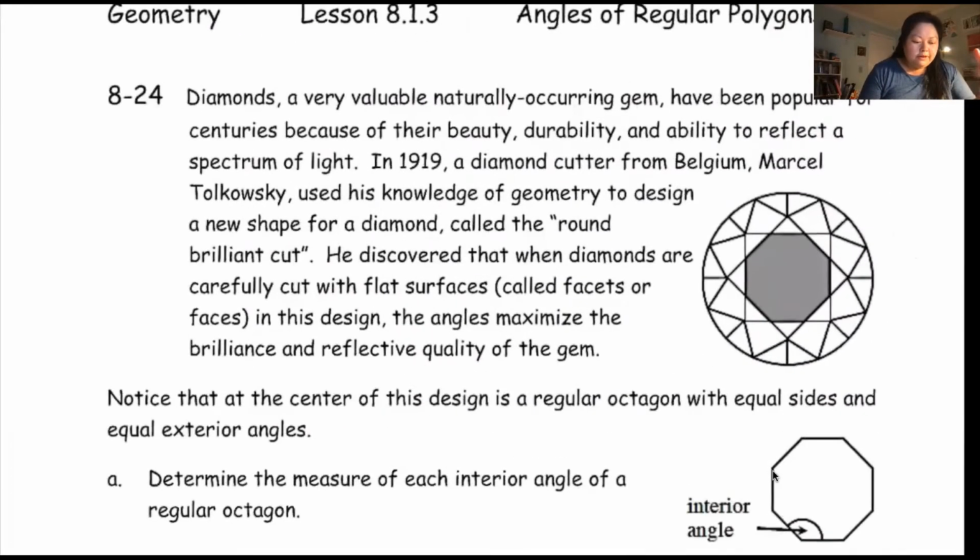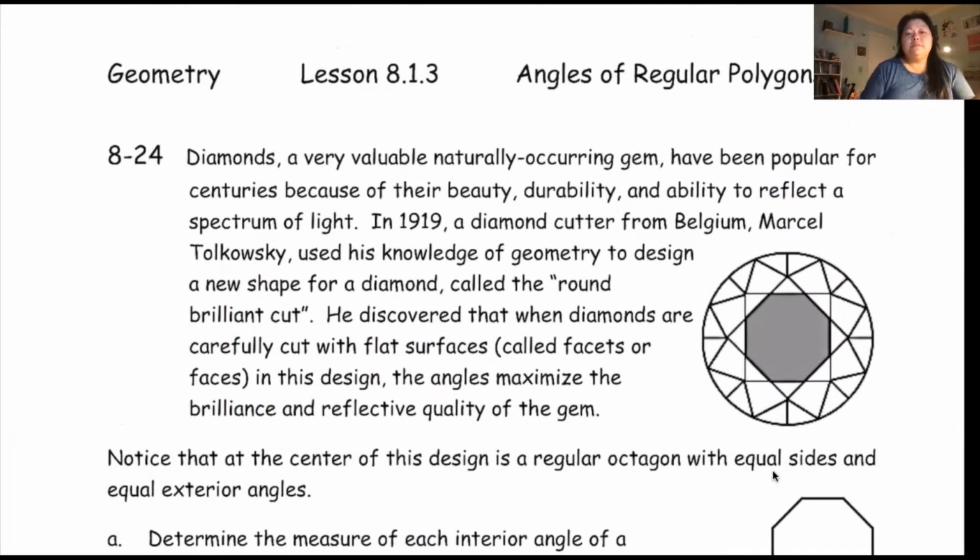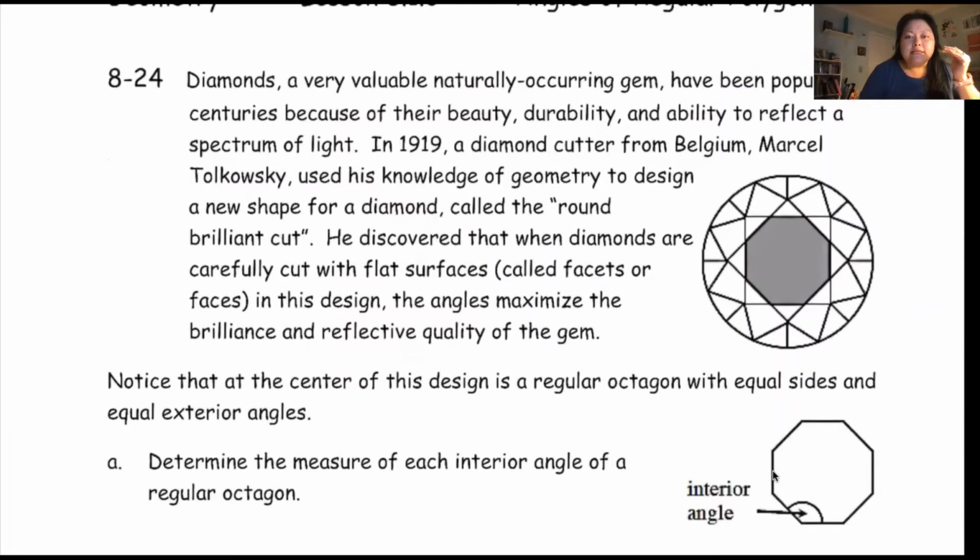So let's start with a little story here. Diamonds, a very valuable naturally occurring gem, have been popular for centuries because of their beauty, durability, and ability to reflect a spectrum of light, which is true. Yes, I often see, when I'm driving, the light reflection off my ring. It's kind of fun, right? In 1919, a diamond cutter from Belgium, Marcel Tolkowsky, used his knowledge of geometry to design a new shape for a diamond called the round brilliant cut.